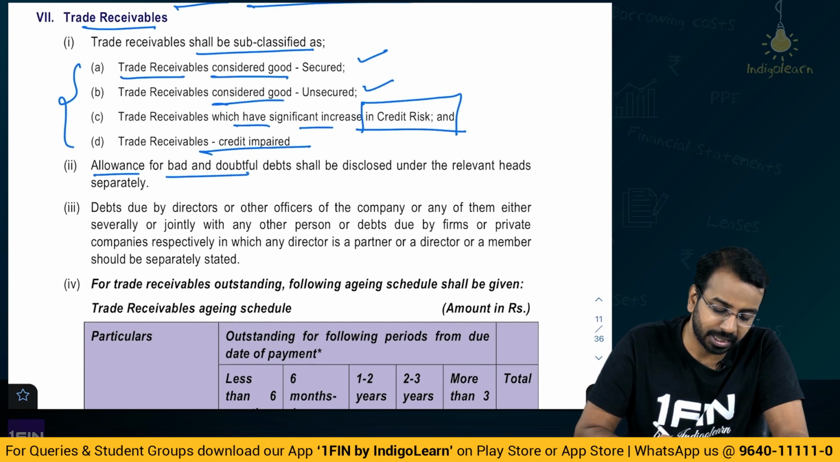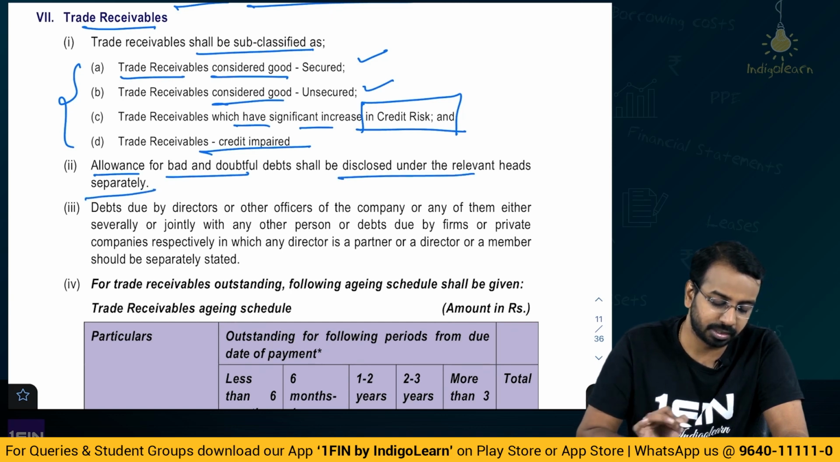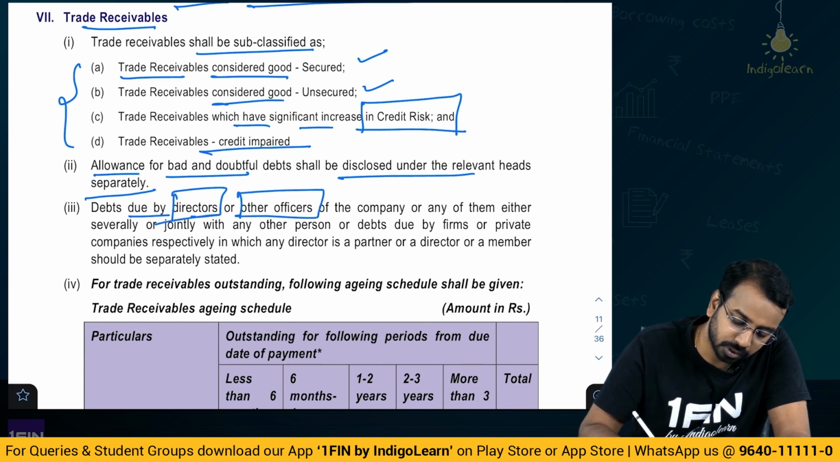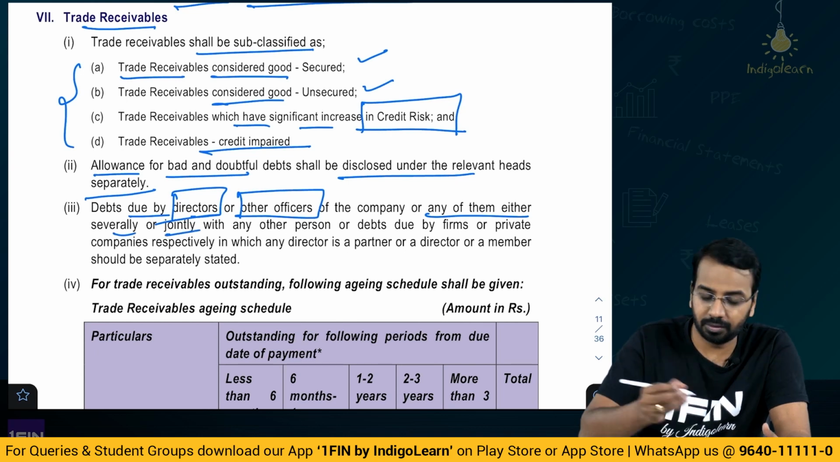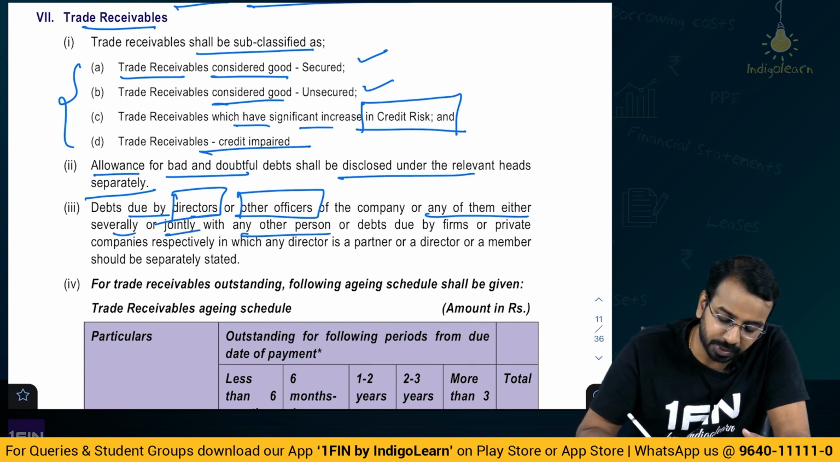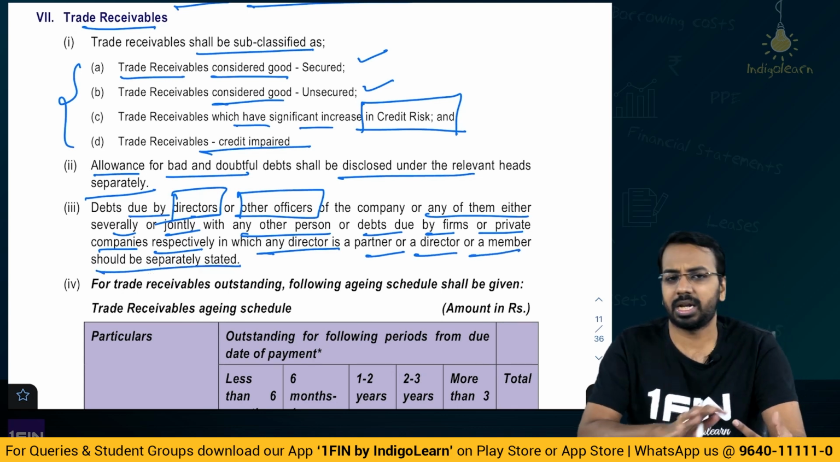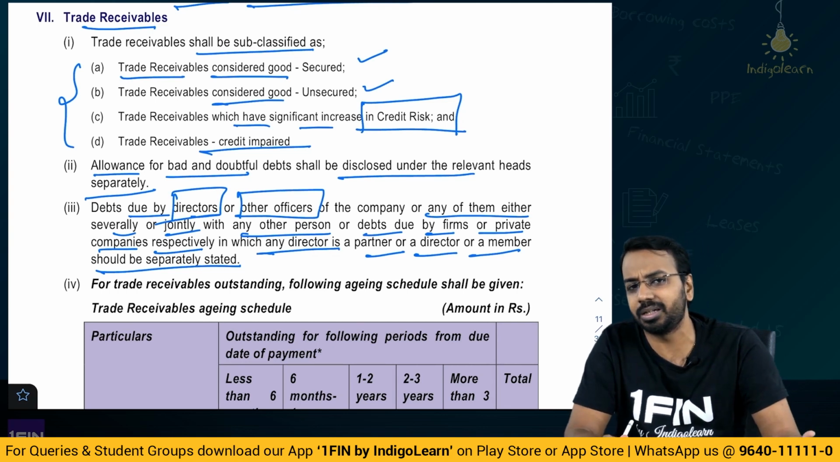Then allowance for bad and doubtful debt shall be disclosed under relevant head separately. Then debt due by directors or other officers of the company, or any of them, either severally or jointly with any other person, or debts due by firms or private companies respectively in which any director is a partner or a director or a member, should be separately stated. So slightly complicated, it is more like a related party disclosure.